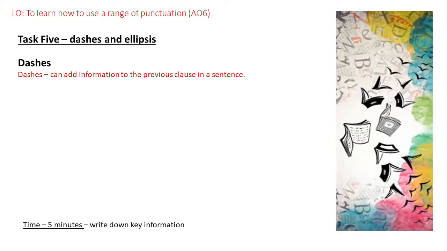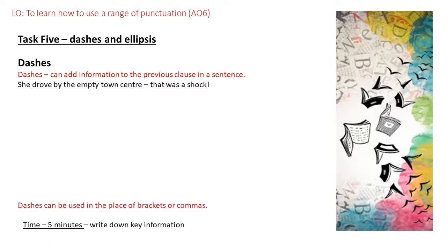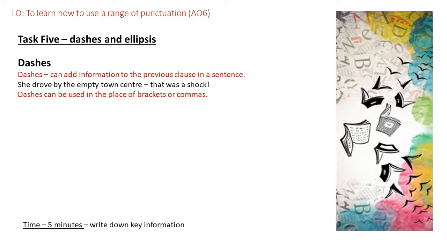Dashes. Dashes can add information to the previous clause in a sentence. She drove by the empty town centre. That was a shock. Dashes can be used in the place of brackets or commas. My friend, Jonathan the tall guy, went with me to the shop.